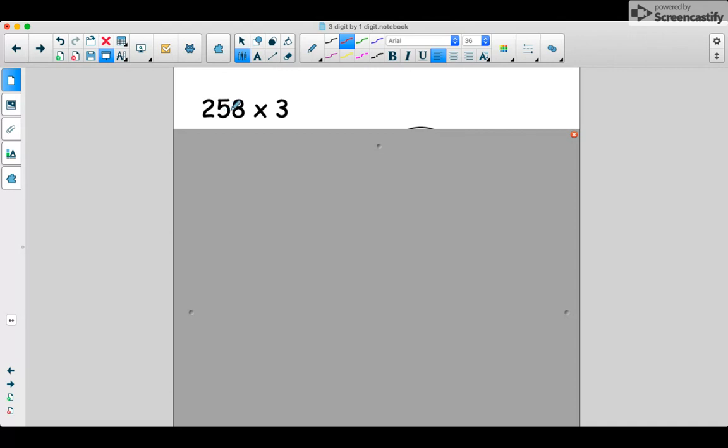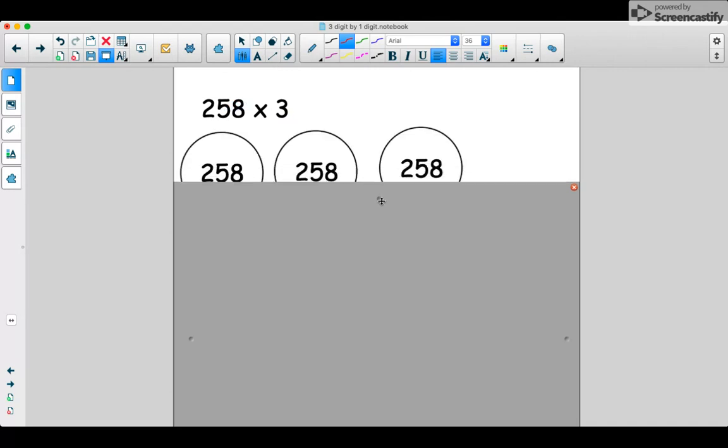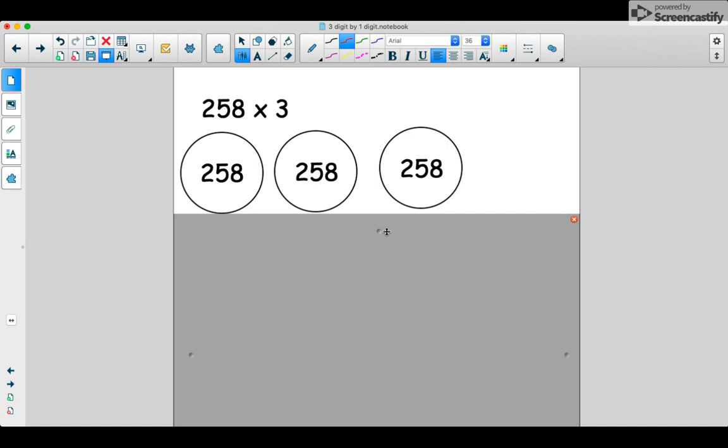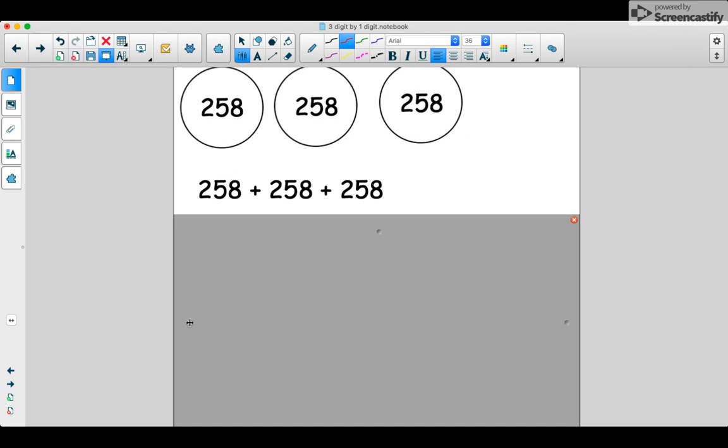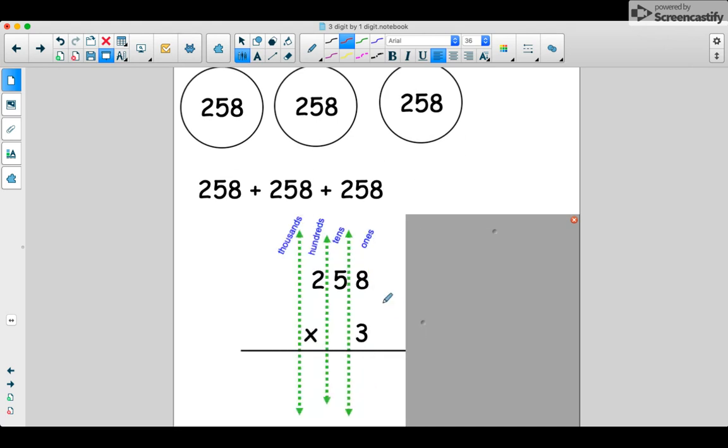So if we think about 258 times 3, we're thinking of 258 3 times, which is 258 plus 258 plus 258. I'm looking for a total, putting all those groups together. So again, I line everything up by place values so that I know which place value I'm talking about, so I don't have to think of that 5 as a 50. I can think of it as a 5 because it will automatically go into my tens place and be in the correct place value. So I always start with my ones.